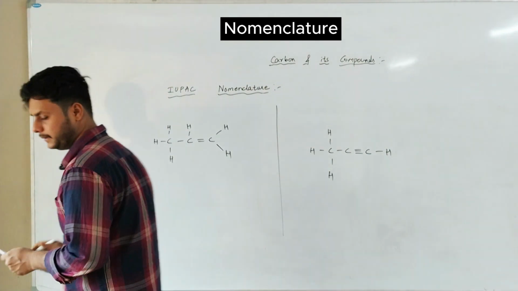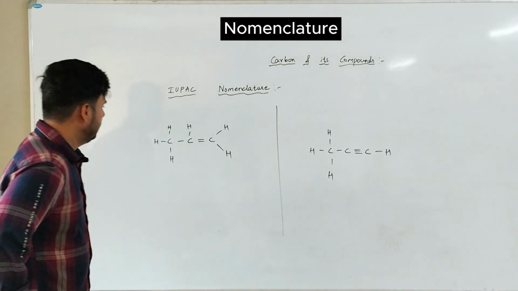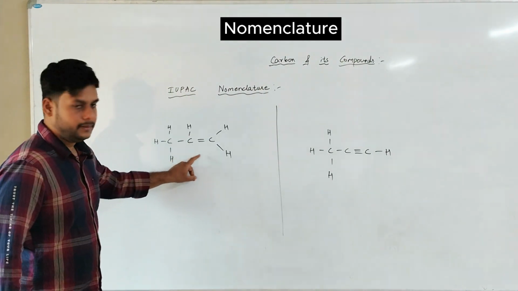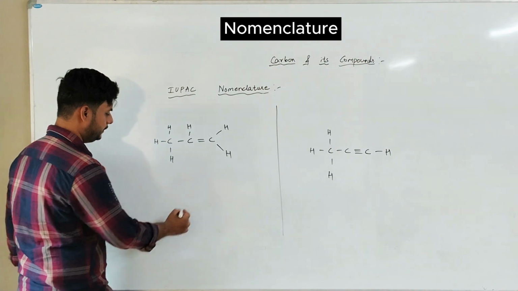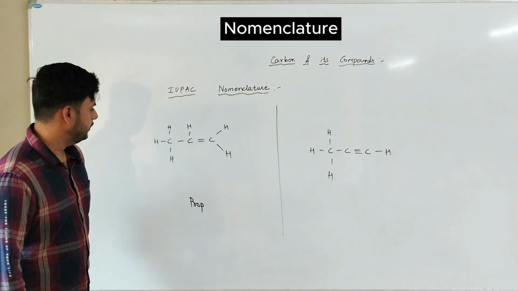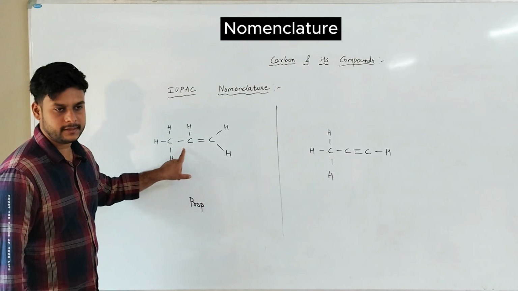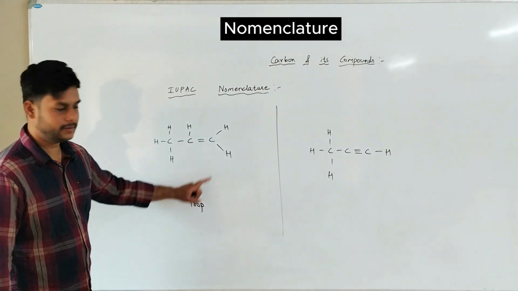These are the most important because here double bonds and triple bonds are there. So first, how many carbon atoms are there here? 3. Three means it's prop. Now the bonds between carbon and carbon: here it is one bond, single bonded, but here I have a double bond. So this becomes what? ENE.